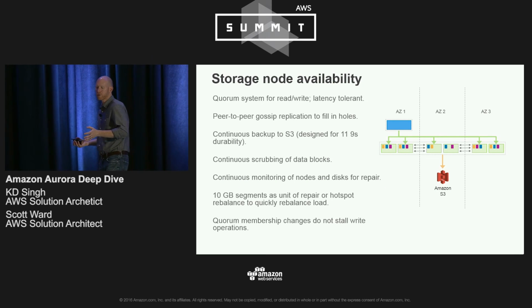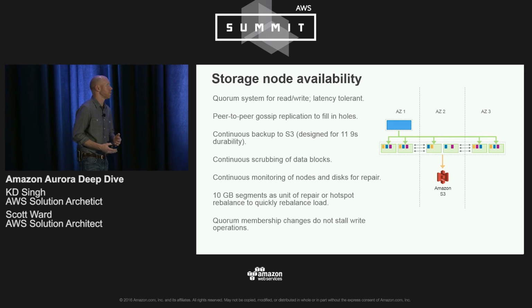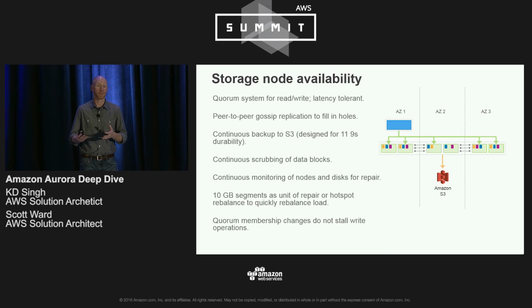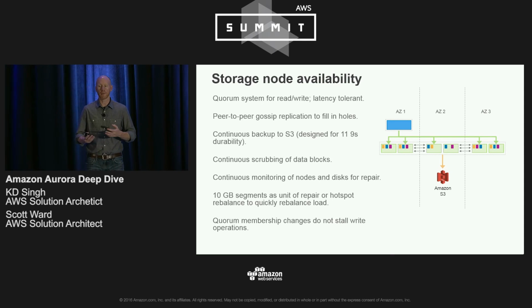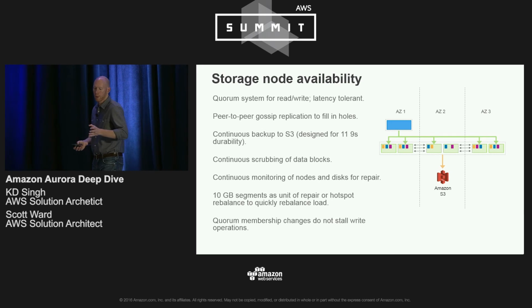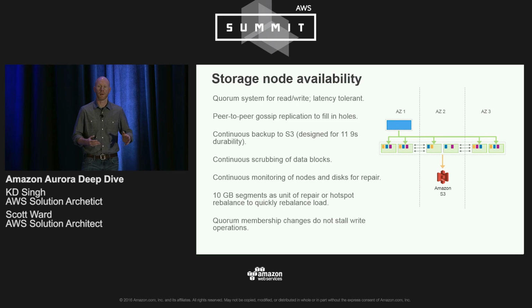On the storage side, we use a quorum system for both reads and writes, which means that it's very latency tolerant. So if some of the nodes are having a temporary network issue and they can't respond in time, we rely on the other nodes that can respond to us in time. We use that peer-to-peer gossip network to help fill in the holes with the data and any transactions that didn't arrive, or any corrupt data that we might find.